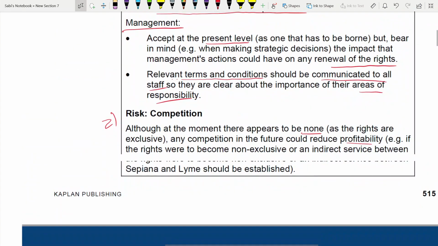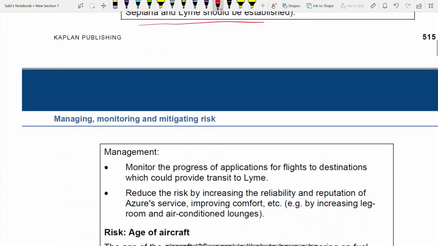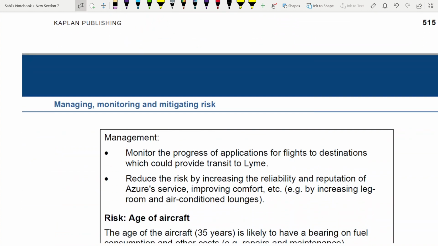In the future, there might be an indirect service established between these destinations. Maybe they might be competing with each other, giving indirect services and all. How do you overcome the competition risk? Monitor the progress of applications for flights to destinations which go through transit. Second, you reduce the risk by increasing the reliability and reputation of your service so that customers do not go to the competitors. For example, you can improve the comfort you are giving, like leg room, air conditioning, lounges, and all.